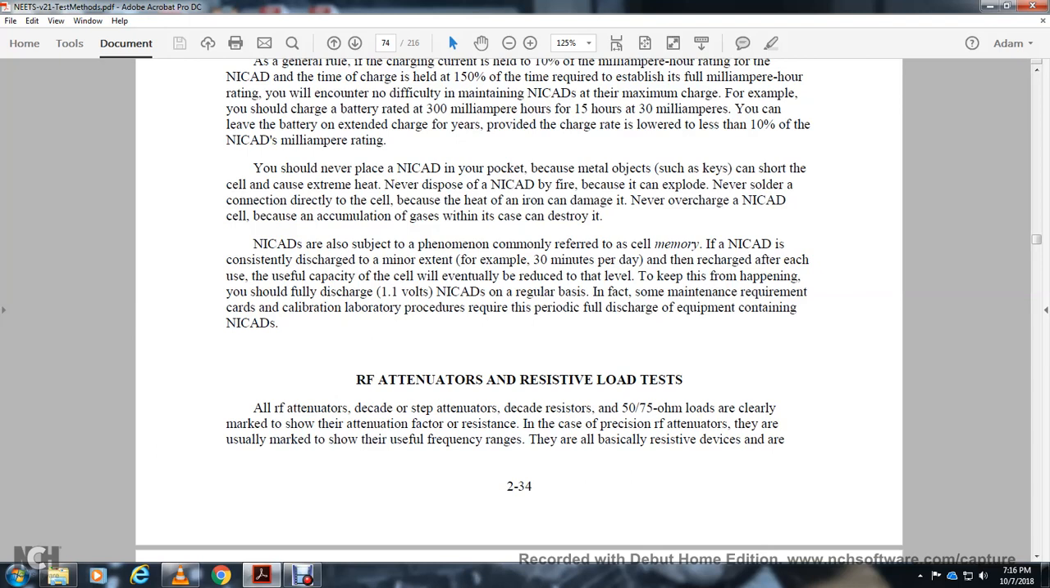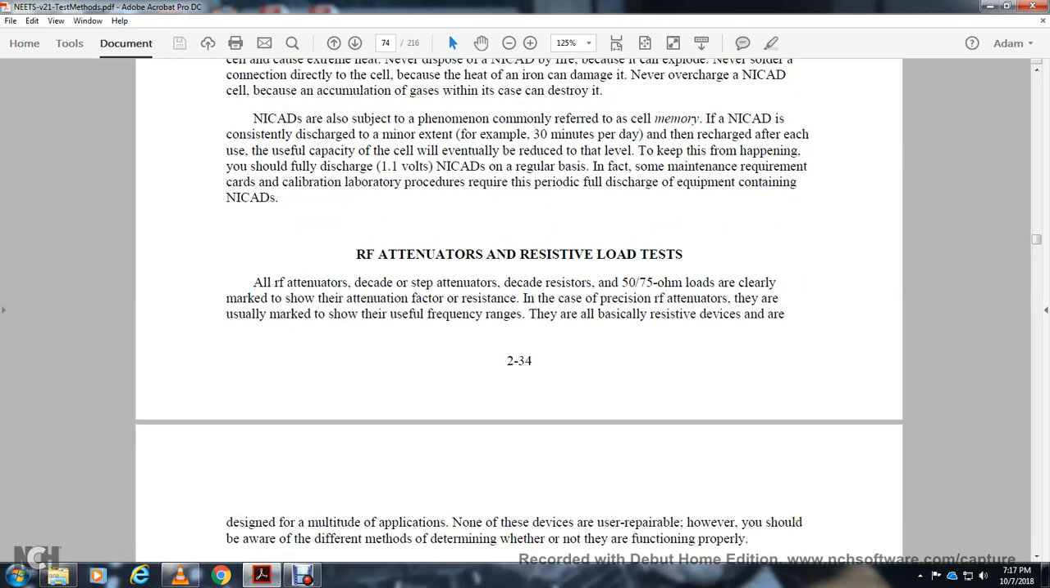To keep this from happening, you should fully discharge nickel-cadmium batteries to 1.1 volts on a regular basis. Some maintenance equipment, such as calibration laboratory equipment, requires a procedure with periodic full discharge.